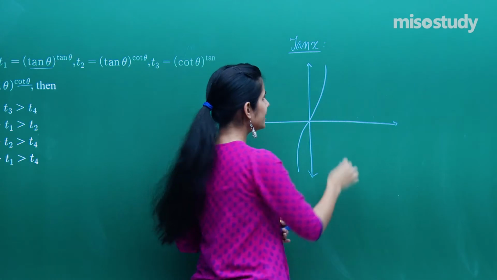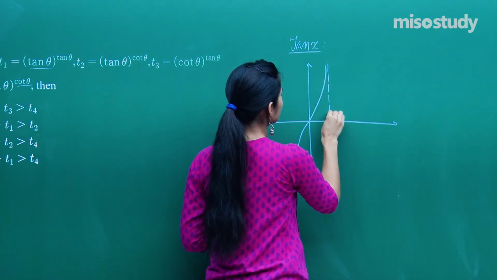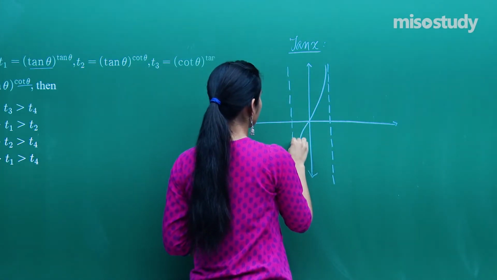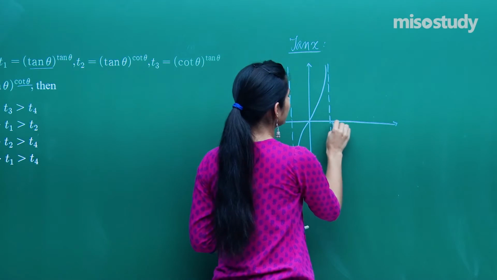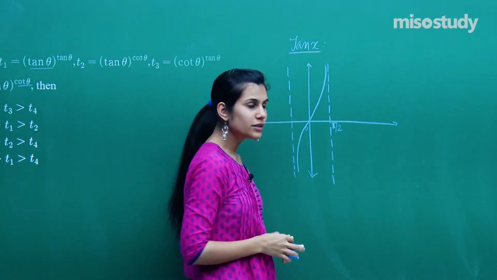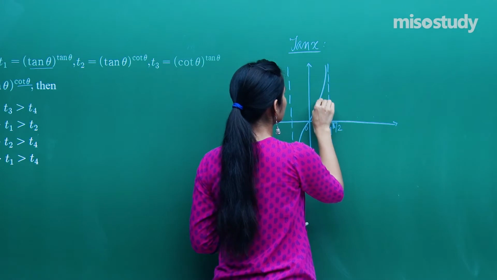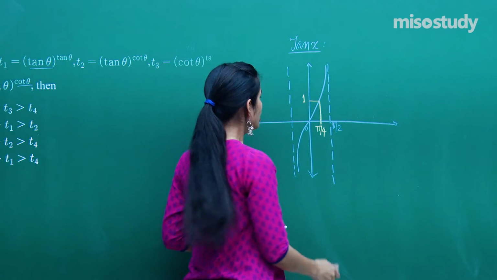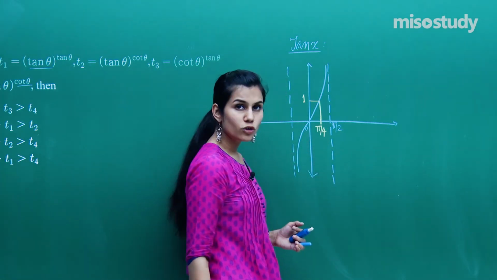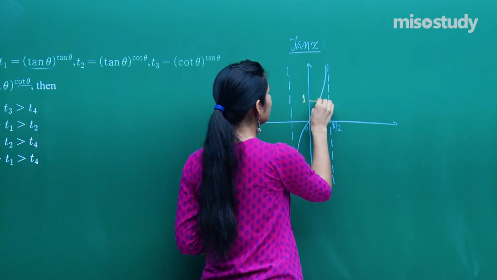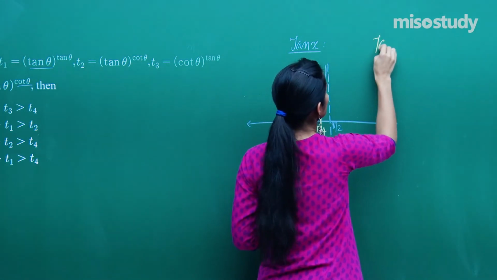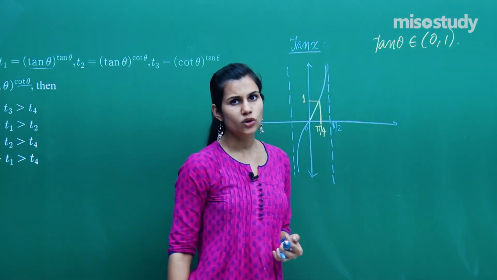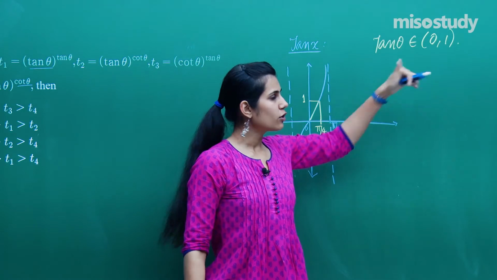this is how the graph of tan x goes if I am just talking in minus pi by 2 to pi by 2. Fine, this is pi by 2, this is 0. You know tan pi by 4 is 1, right? So, if x is ranging from 0 to pi by 4, tan x is ranging from 0 to 1. So, tan theta belongs to (0, 1). Pi by 4 is not included, 0 is not included. So, tan 0 and tan pi by 4 are also not included.